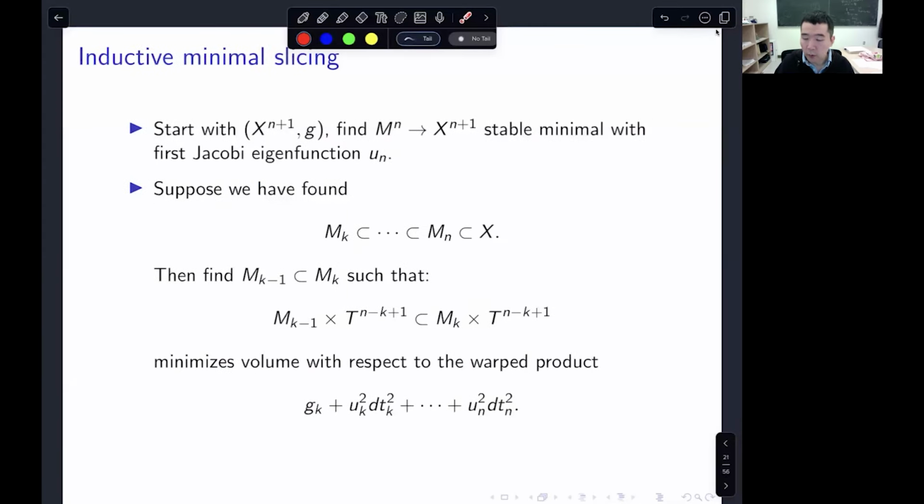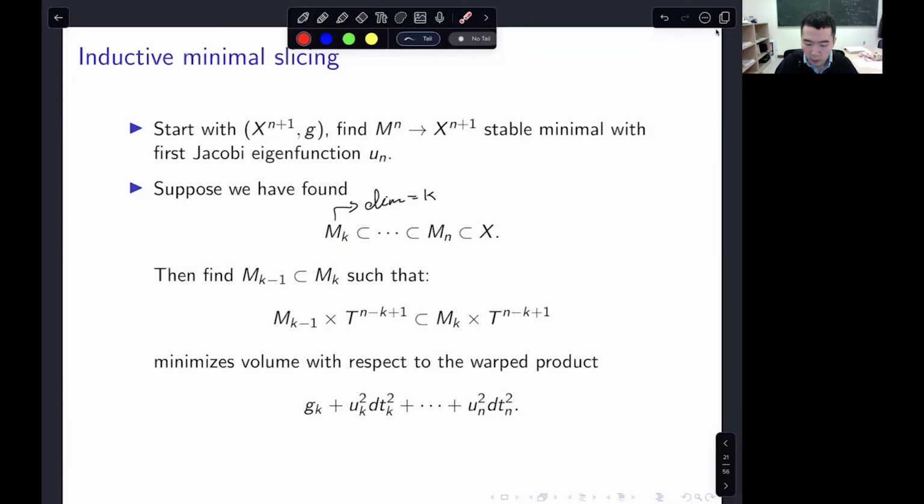Then we first cook up the warped product metric on M cross S1, and then we minimize again in the warped product. Okay, so then we just repeat this process. So inductively, suppose we have already found a sequence of minimal hypersurfaces, each of codimension 1, and then what we do next is that we take the kth minimal hypersurface, which is of dimension k. So let me emphasize here, this is dimension k.